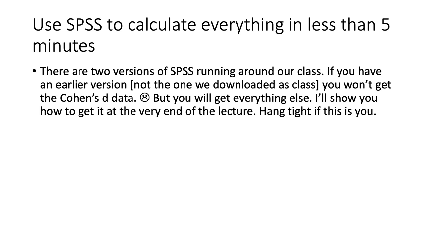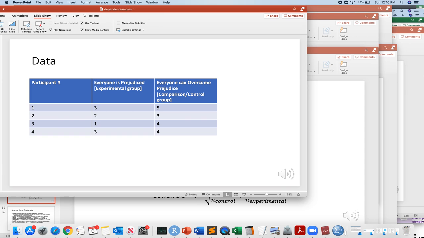We are also using SPSS to calculate this, and like I said, the new version of SPSS gives these beautiful 95% confidence intervals of the mean difference and the 95% confidence interval of Cohen's d. If you have an older version, you're going to have to wait to the end of the lecture to learn how to use the Excel file to make your 95% confidence intervals. So what we're going to do is calculate those right now.